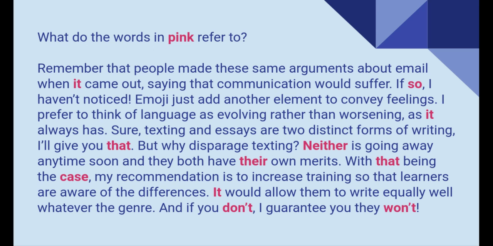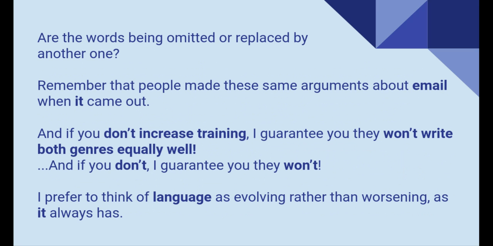Okay, guys, if you notice, we used the words in pink to avoid repeating some of the phrases, some of the words in the paragraph. So remember that the structure is that we can omit some of the words or we can replace them with others. For example, remember that people made these arguments about email when it came out? In this case, am I omitting or replacing the word email? That's right, we are replacing it with the word it. Let's take a look at the next one.